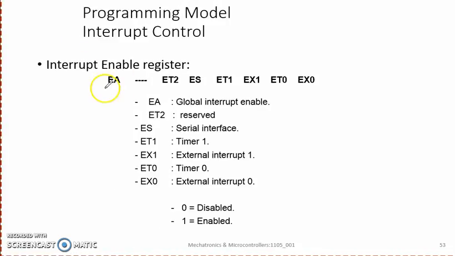The interrupt enable register is shown over here, an 8-bit register. Now this EA bit, if it is set to 1, all the interrupts are enabled. If this is 0, then all the interrupts are disabled. It is a global interrupt enable. The second bit is reserved. ET2 is reserved. ES is for the serial interrupt. ET1 and ET0 are timer interrupts. EX1 and EX0 are external interrupts.